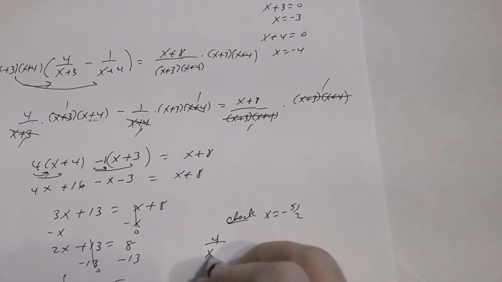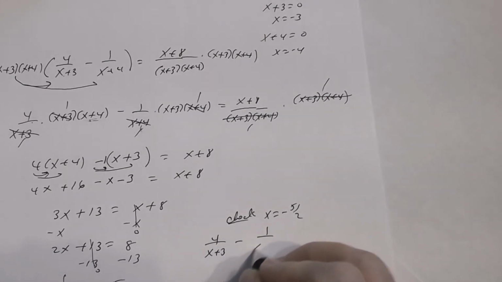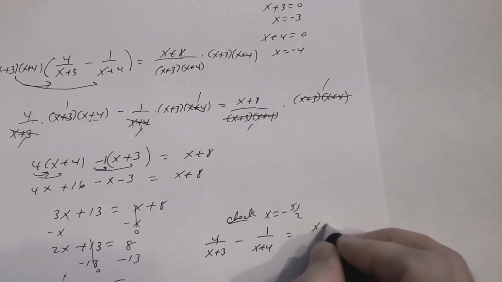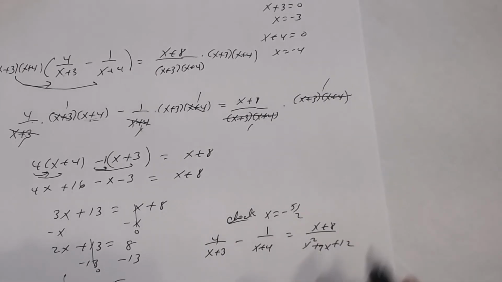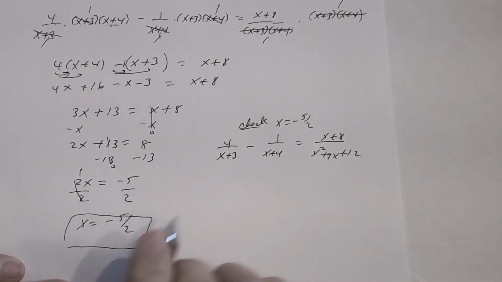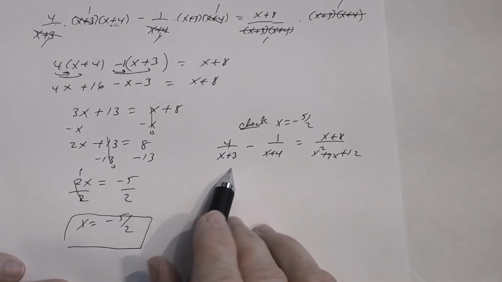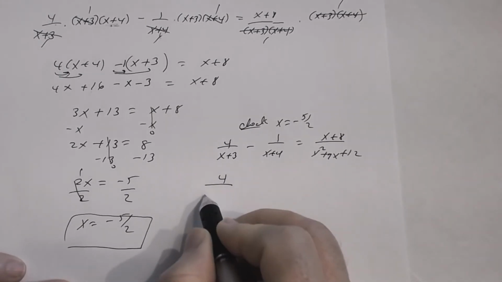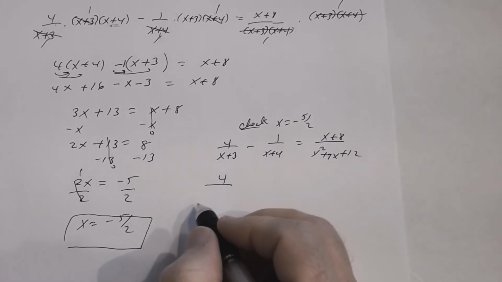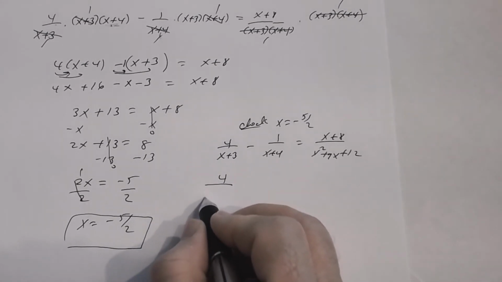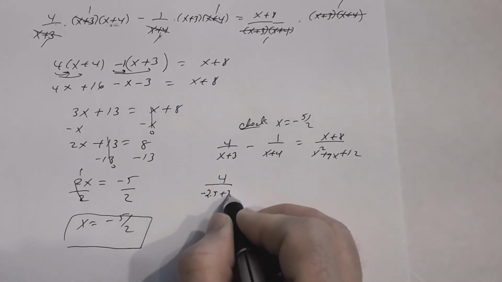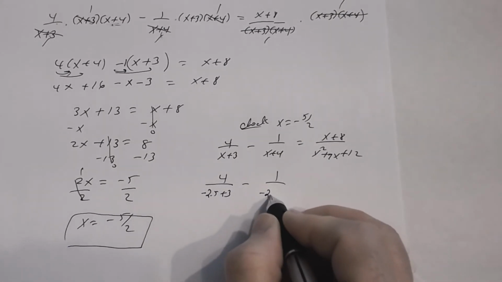So 4 divided by x plus 3 minus 1 divided by x plus 4 equal x plus 8 divided by x squared plus, what was that, 7x plus 12. All right, so wherever you saw the variable x, you're going to substitute -5/2. Now this is going to be challenging for us. So 4 divided by, see there's an x, I'm going to substitute -5/2. And then also notice that -5/2 terminates. So let's just write it as a decimal since it terminates. So that's -2.5. So -2.5 plus 3 minus 1 divided by -2.5 plus 4.